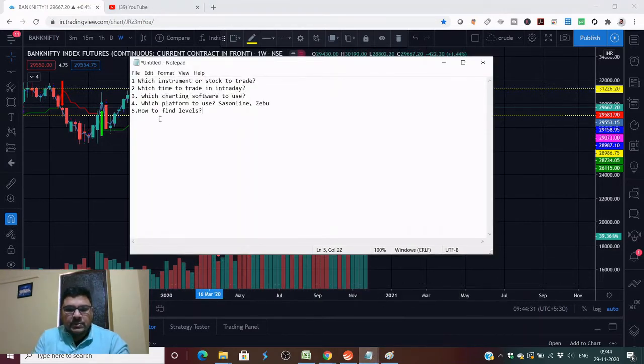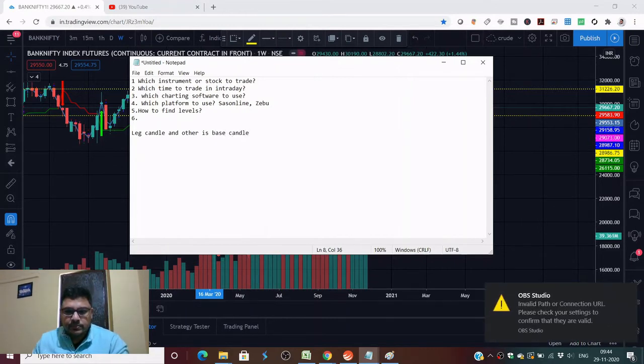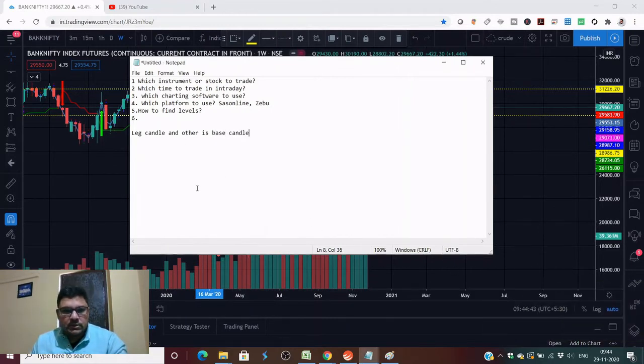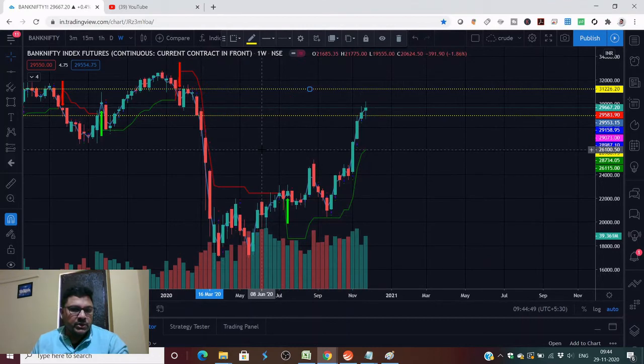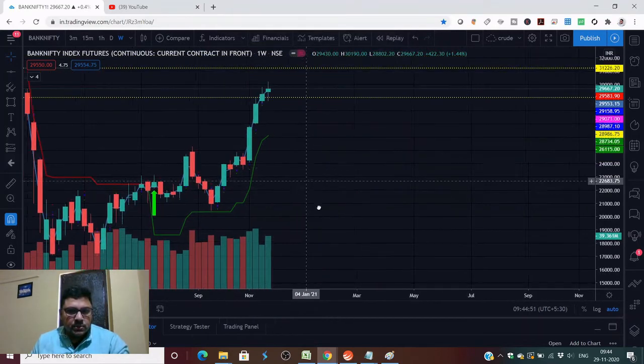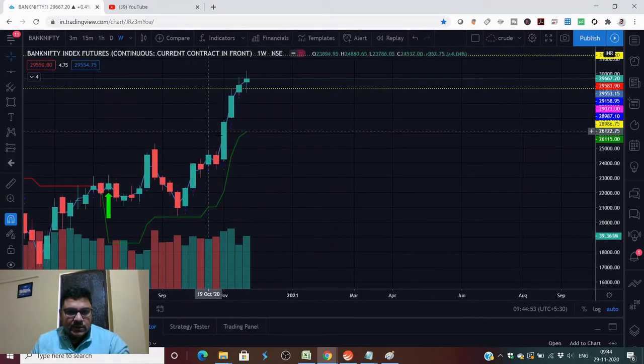There are two types of candles. One is leg candle and the other is base candle. Okay, so there are two types of candle. One is leg and the other is base candle, and I will show you how to identify them on the chart. So now, what candle is this?